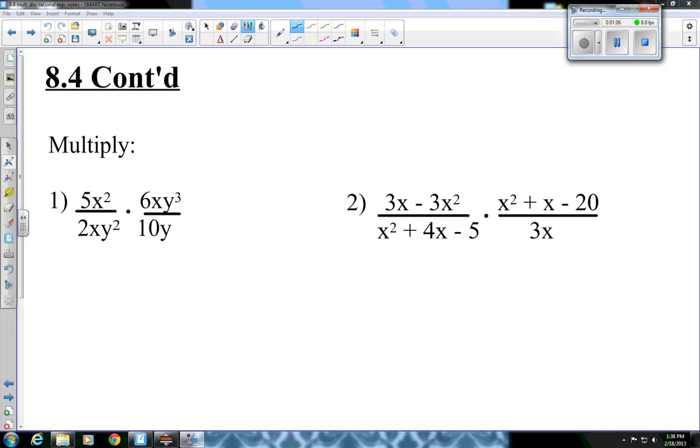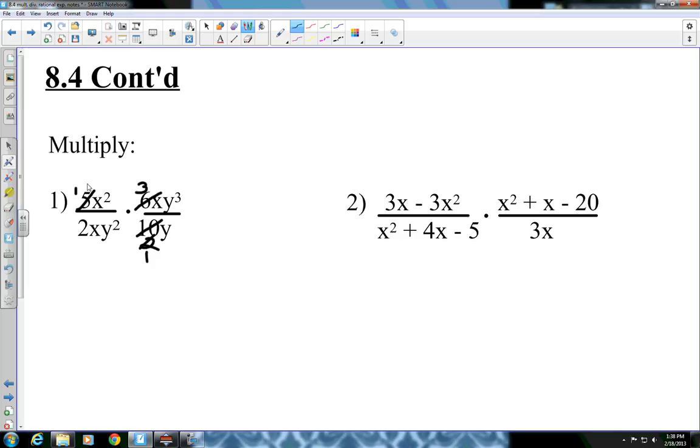So let's look at the numbers first. Any numbers that have one in the top and one in the bottom that we could cancel? 5 and 10. 5 goes into 5 one time, so that becomes a 1. 5 goes into 10 two times. Anything else? 6 and 2. It doesn't matter whether you pick this 2 or this 2. 2 goes into 6 3 times. 2 goes into 2 once.